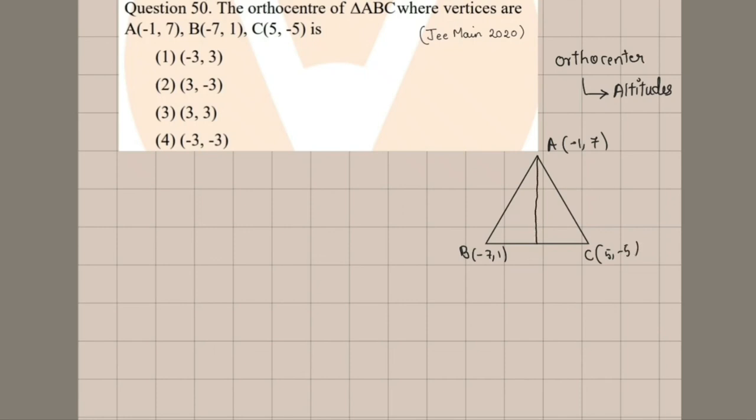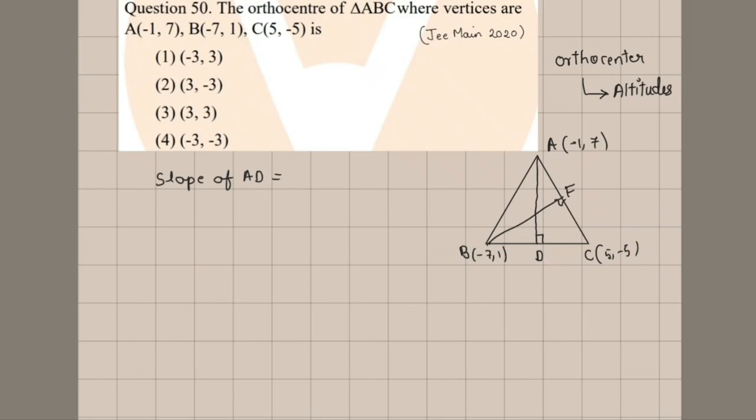The orthocenter is nothing but the intersection of altitudes. We can solve any two altitudes. Let's say we solve the altitude from A and the altitude from B. So we need to find the equations of AD and BF. To know the slope of AD, we need to find the slope of BC, because BC and AD are perpendicular. The product of slopes will be minus 1.